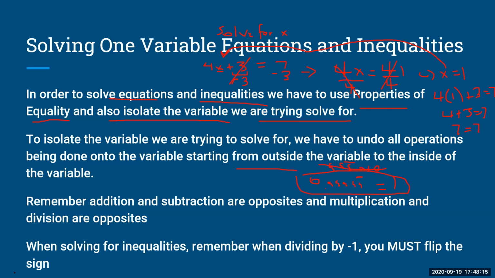Okay. And then last note, when you solve for inequalities, remember, they have these signs. Remember, when you divide by -1, you must flip the sign. So if you have negative x is less than 3, technically that's not your solution because you haven't isolated x yet, because this is equal to -1 times x is less than 3. You divide by -1 to get rid of the negative. Negative goes away because negative divided by negative is positive.